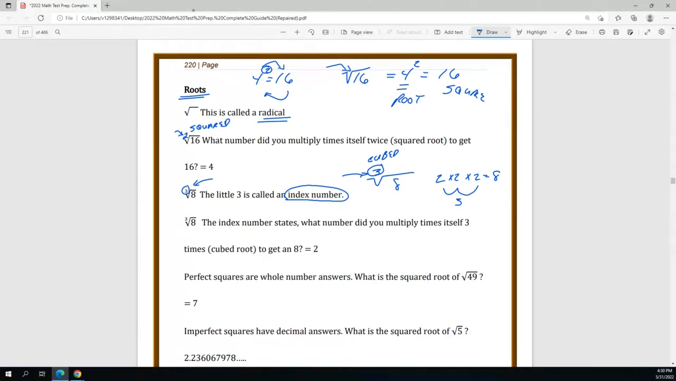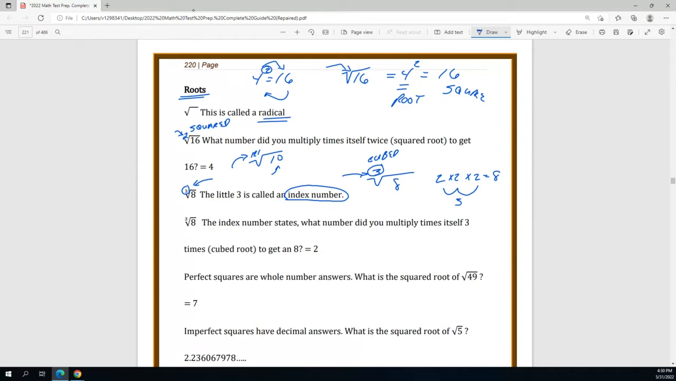Now they can put any number they want. They can put 121 up there, and they can put a 10 here. It doesn't matter what it is. It's called an index number, and it still says the same thing. What number did I multiply times itself 121 times to give me a 10? It's exactly what it says. Now, the good thing is that I don't have to figure that out. I have a fancy calculator that can do this for me. So I just want to express to you what it is and the vocabulary associated with it.